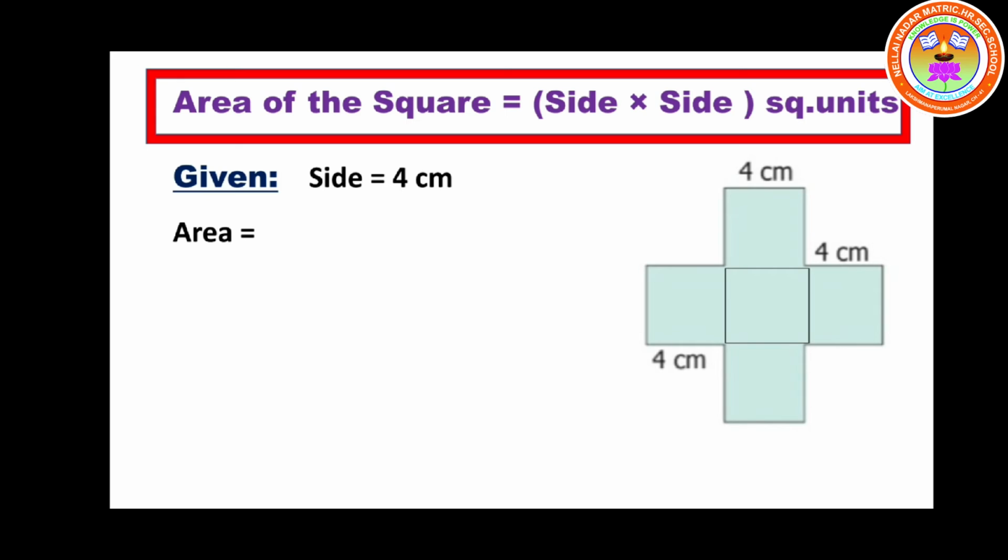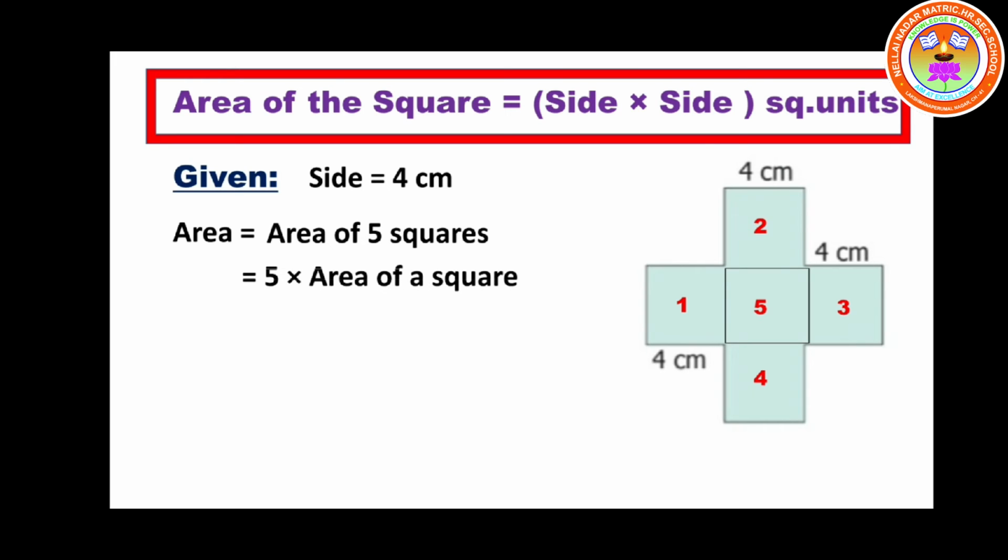So let us count the square. 1, 2, 3, 4 and 5. Okay, so totally 5 squares are there. So area is equal to area of 5 square we have to find. Okay, so 5 into area of a square.